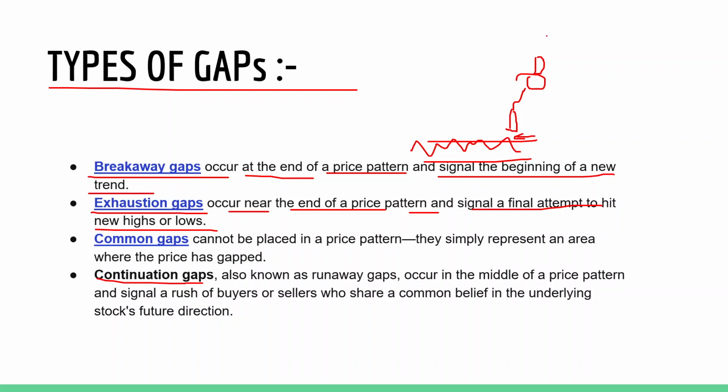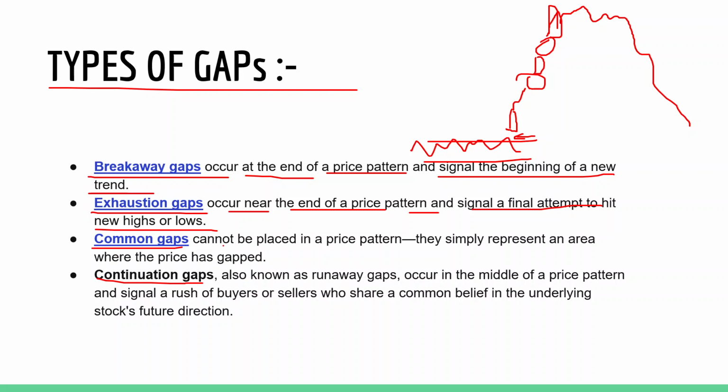And after that it forms another gap, but this time the price tries to move up, but after a few days the price comes down. That is what we call an exhaustion gap. It is the final attempt from the side of the buyers to take the price higher, but due to the supply, their attempt fails and the price comes down after a few days. That is simply what an exhaustion gap is.